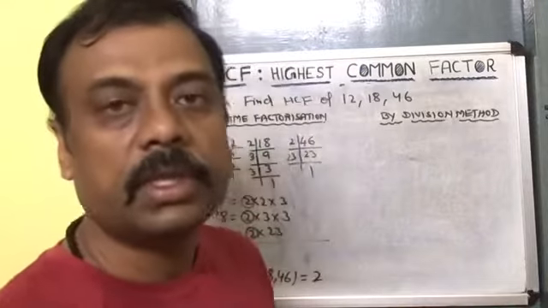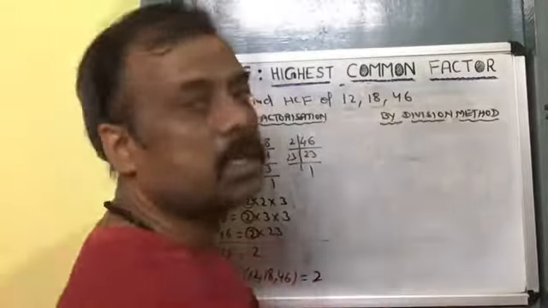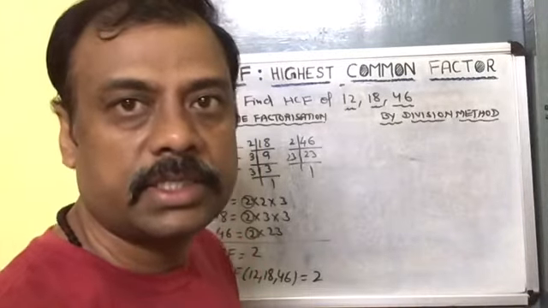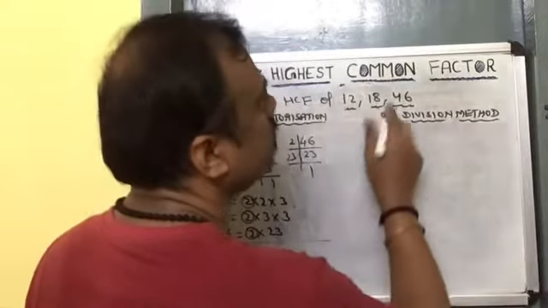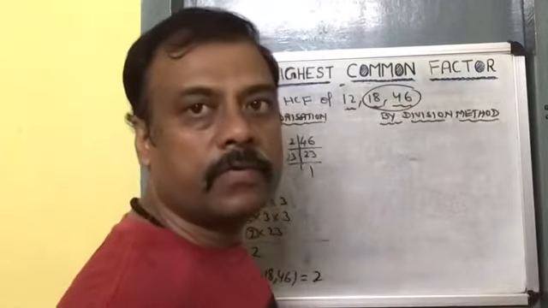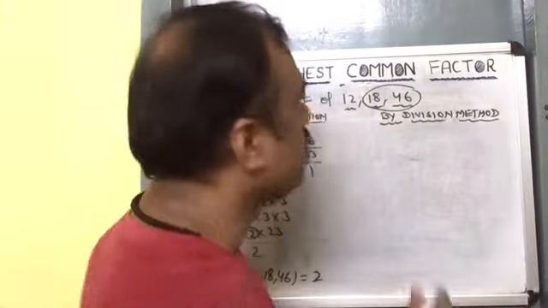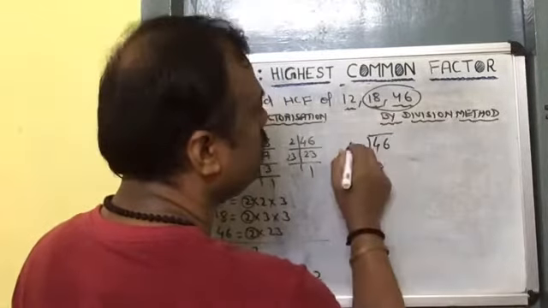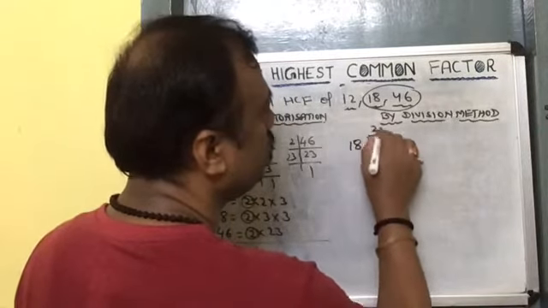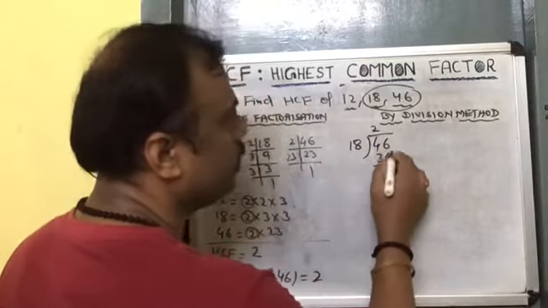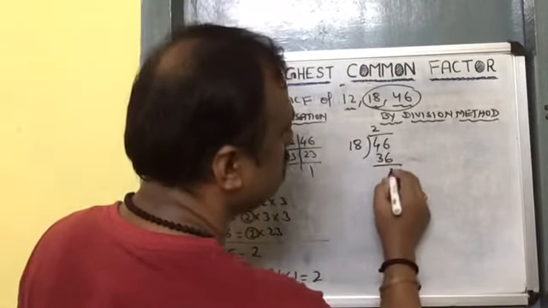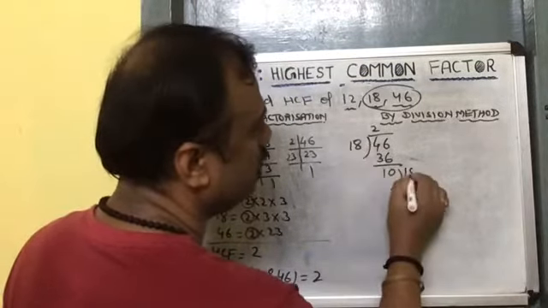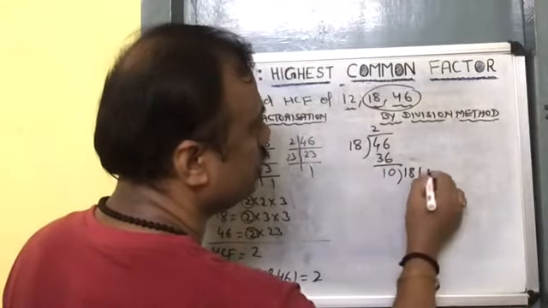Let us do the same thing with the help of the division method. What to do? First we take any 2 numbers and find their HCF, and for that I am going to take these 2 numbers, 18 and 46, and find the HCF in the same way. So now I will divide 46 by the smaller number 18, so it is 2 times, 36. What will be this? 46 minus 36 is 10. Again I will divide the divisor 18 by 10. So how many times? 1 time.